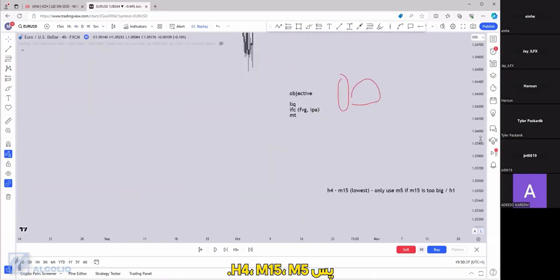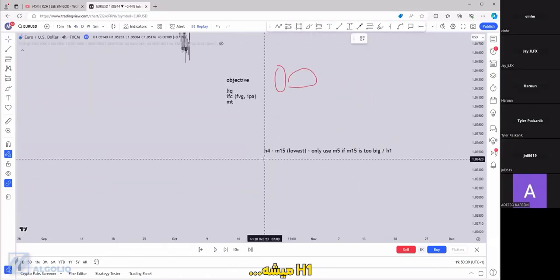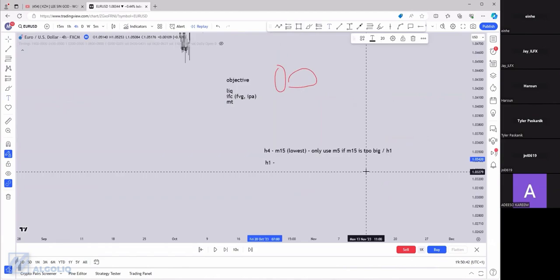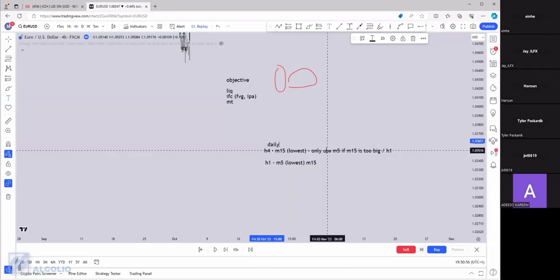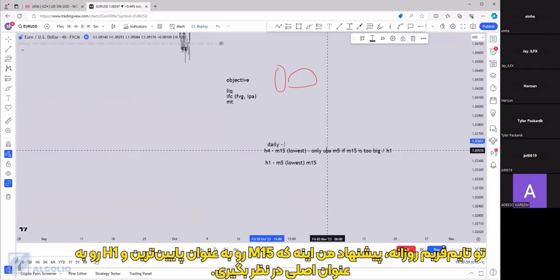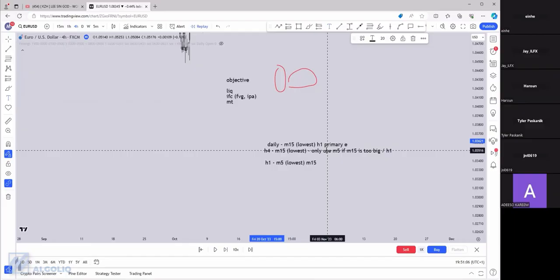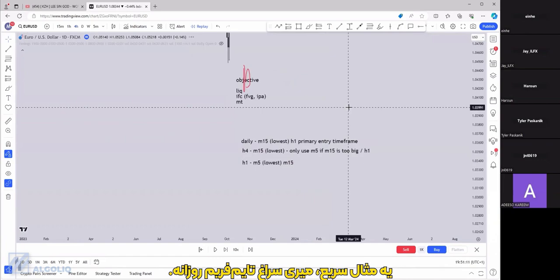So H4, M15, M5. H1 would be M15, M5 would be lowest. So M5 lowest, and that's it. And of course you have daily. So on daily, I would recommend M15 as lowest, but H1 as primary entry time frame, right? So quick example, you go to daily.